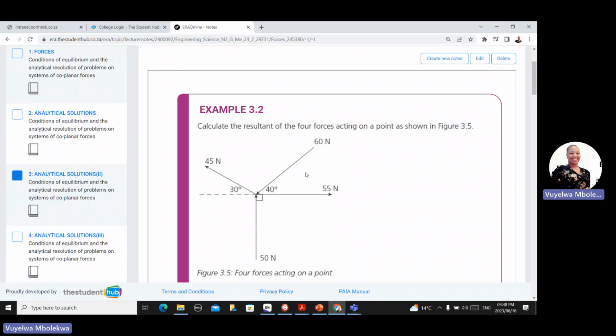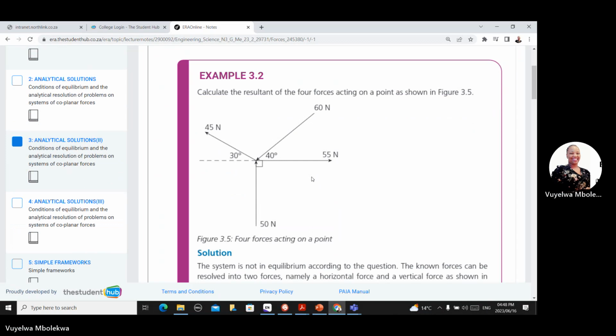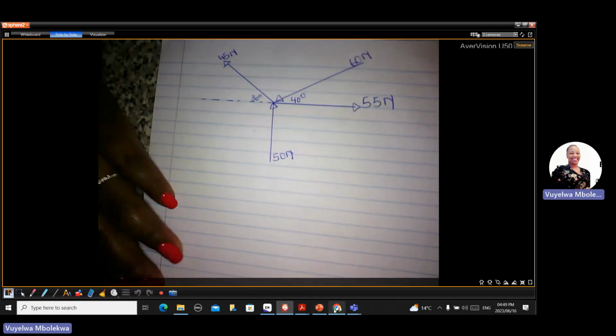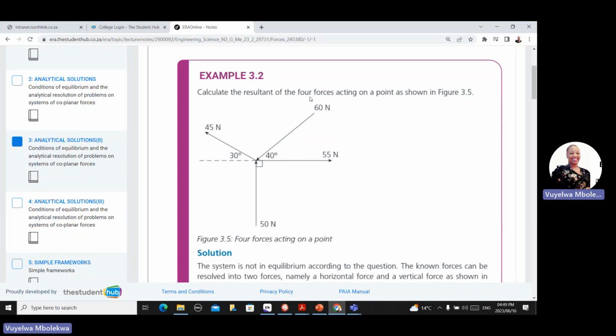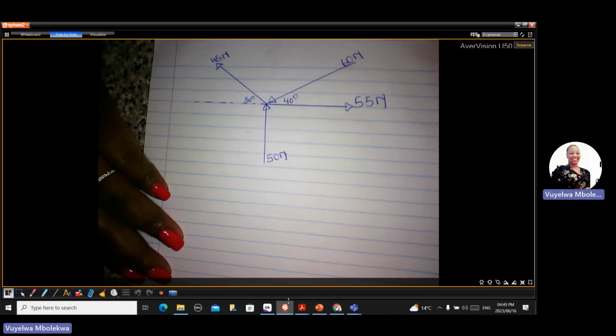Okay. So we're going to use this example. I have sketched the example here for easier reference. I'm going to show you shortly. So this is 40 degrees and that is 30 degrees. So let's look at it. What is the question? The question is: calculate the resultant of the four forces acting on a point as shown in figure 3.5. So we want to calculate the resultant.